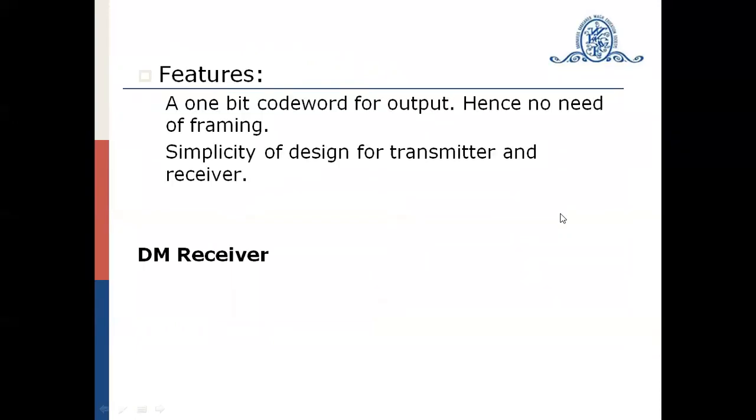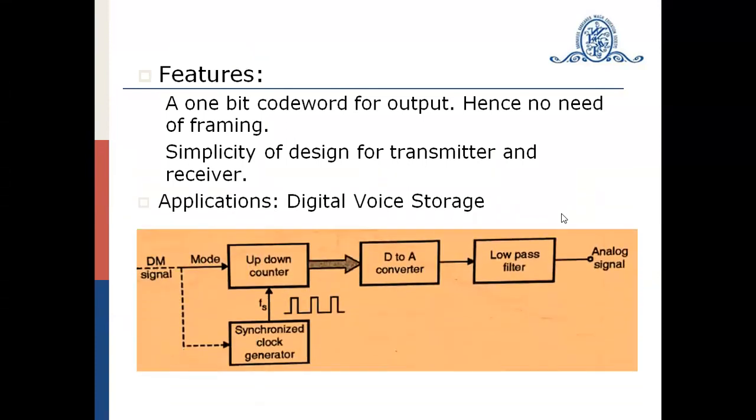We do have an alternative method for this, which consists of an up-down counter, D to A converter, low-pass filter, and synchronized clock generator. So you can compare it with the transmitter block. You will find that it is identical to the chain of blocks which was used to produce the X dash of t, that is the approximated signal. Here, the original modulating signal can be recovered by passing through all these blocks.